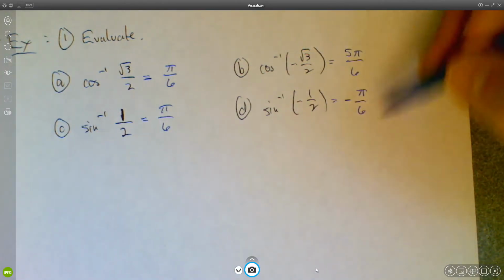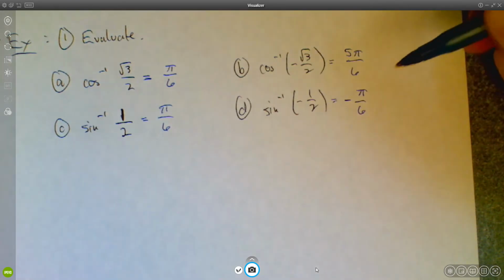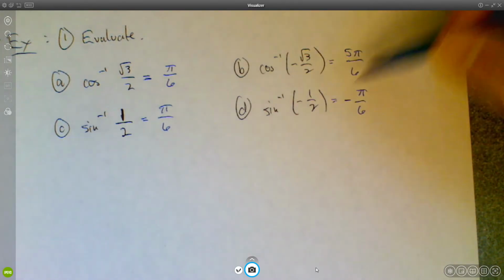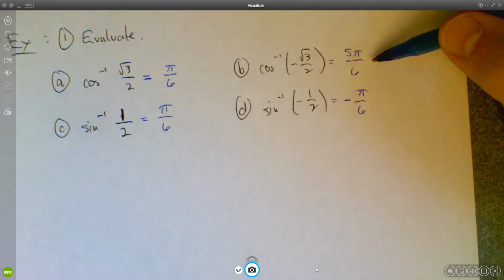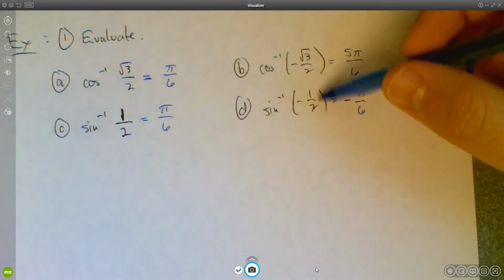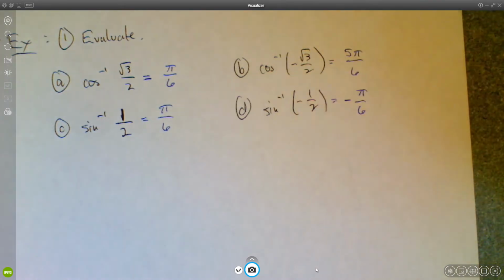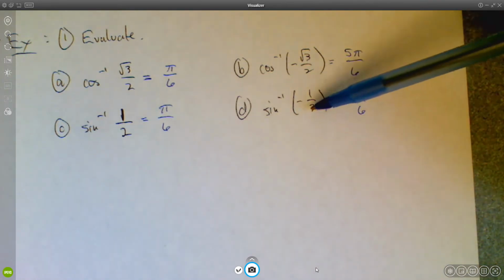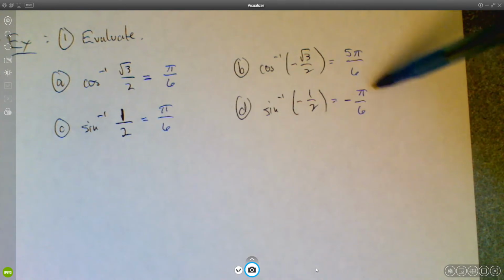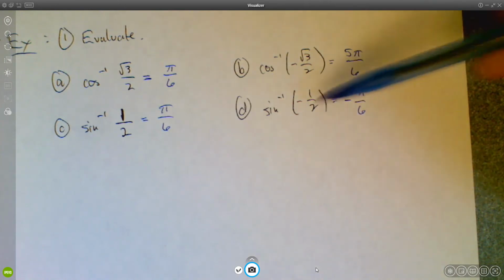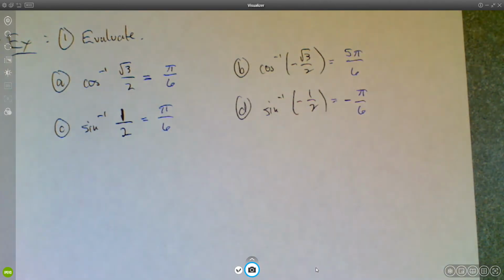5 pi over 6. Even though, well, I guess sine of 5 pi over 6 wouldn't be negative 1/2 anyway, but you might think, what about 7 pi over 6? So sine of 7 pi over 6 is negative 1/2, that's true, but 7 pi over 6 doesn't live between negative pi over 2 and pi over 2. Only negative pi over 6 does, and so that's why sine inverse of negative 1/2 is negative pi over 6.